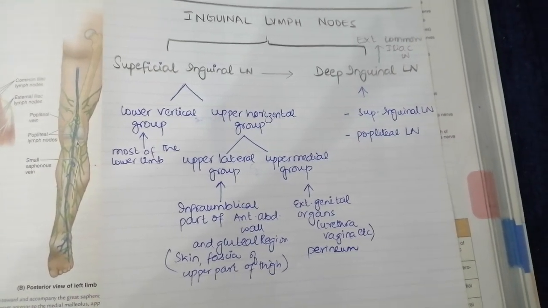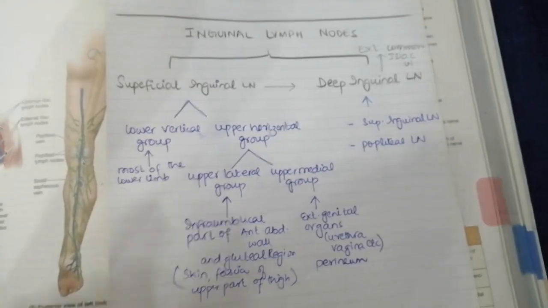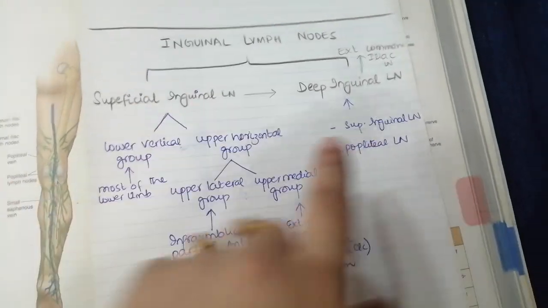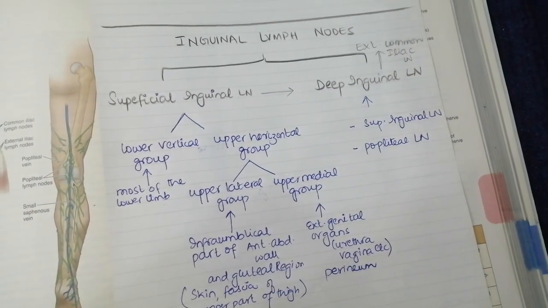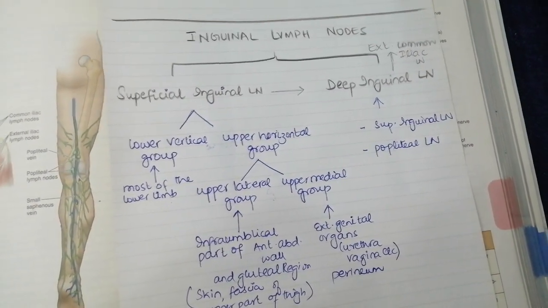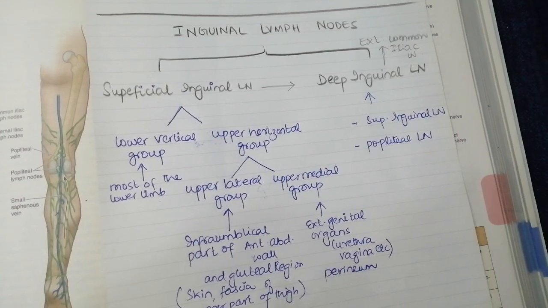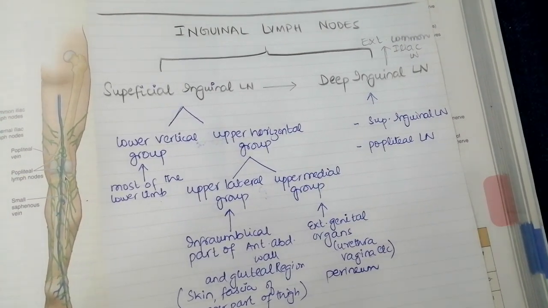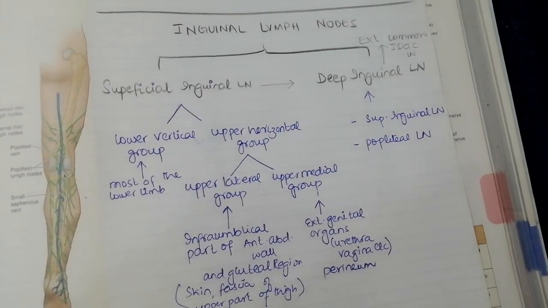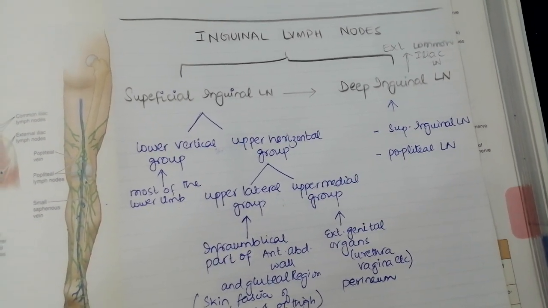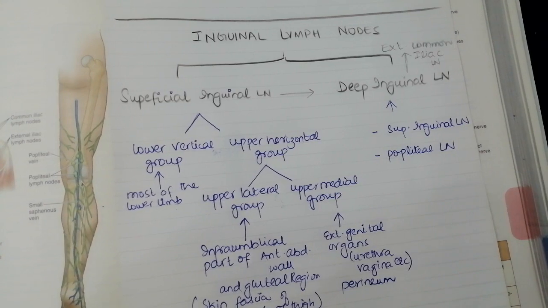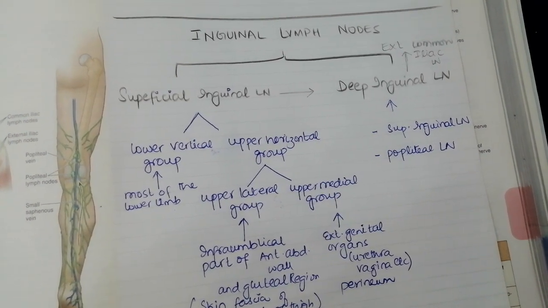So the inguinal group of lymph nodes is mainly divided into superficial inguinal group of lymph nodes and deep inguinal group of lymph nodes. Superficial inguinal group of lymph nodes are those which are reached by the superficial lymphatics draining the skin and fascia, and then finally enter into the superficial inguinal group. Okay, this superficial group is arranged in a T-shaped manner on the upper part of the thigh below the inguinal ligament.